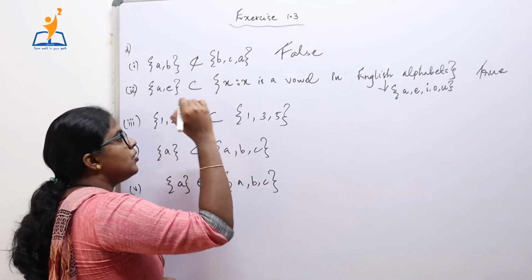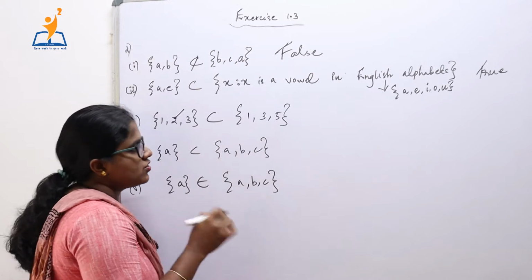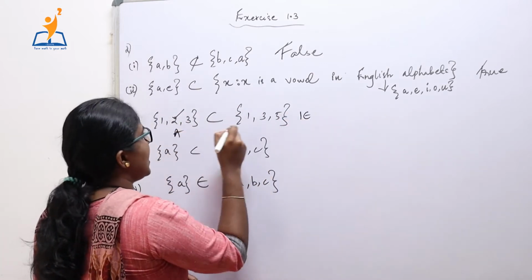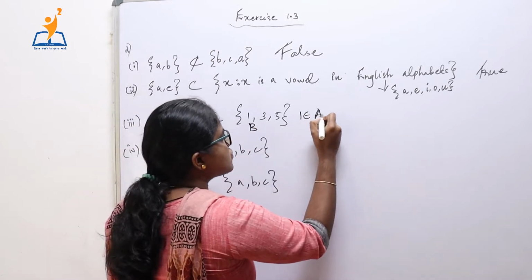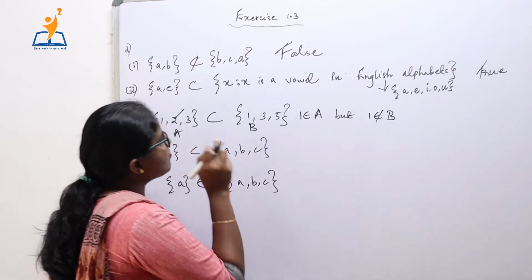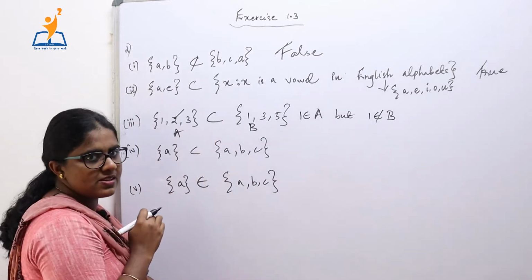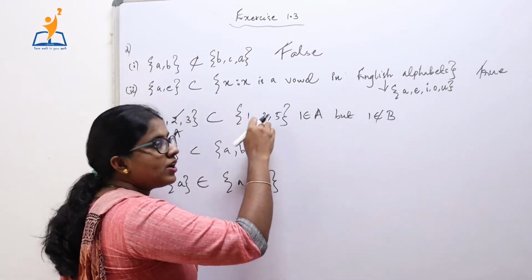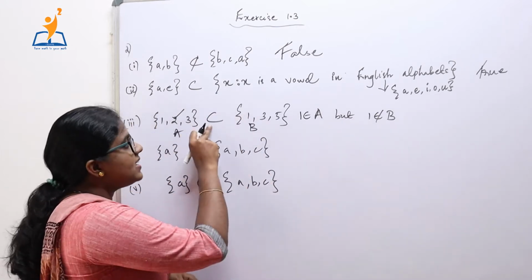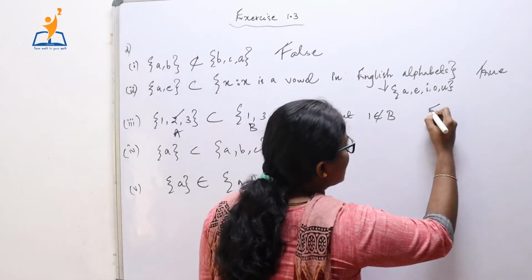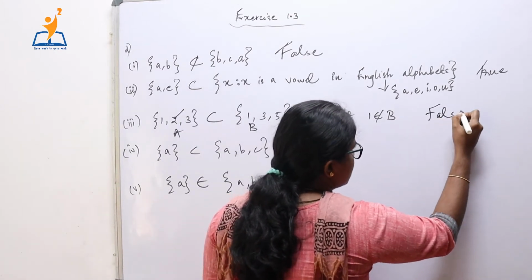Here we have 2, but here we do not have 2. That is, 1 belongs to this particular set. Let this be A and let this be B. 1 belongs to A, but 1 does not belong to B. So every element of A is not present in B. So we can say that this particular set is not a subset of this set, and it is given that it is a subset of this set, which means our statement is false.